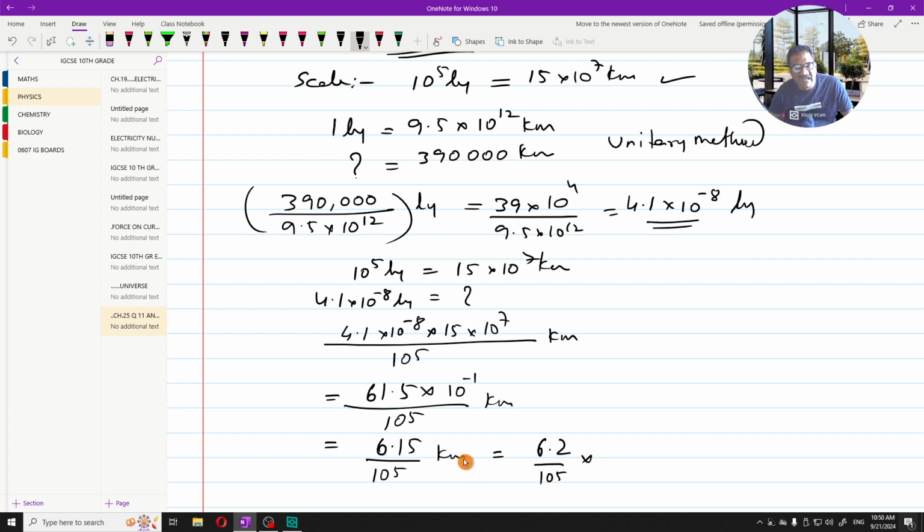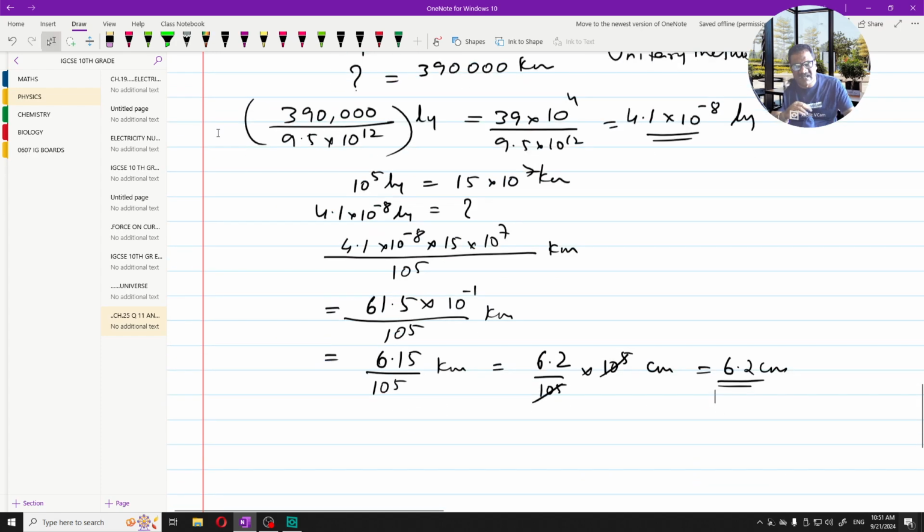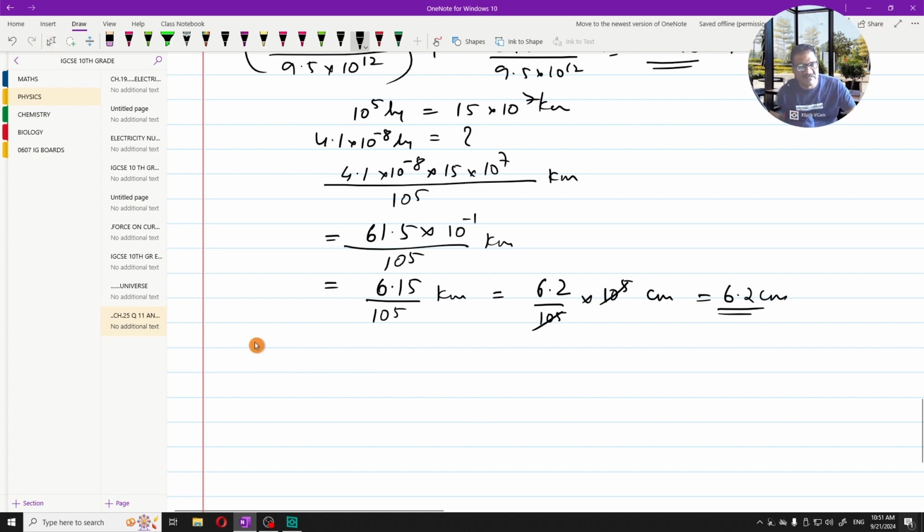And this kilometer, if I want to convert it into centimeters, I'll have to multiply by 10 raised to 3 to make it into meters, and to make it into centimeters, 100 again I'll have to multiply. So it will be 10 raised to 5 centimeters, right? Now this 10 raised to 5, 10 raised to 5 gets cut, and the answer you get in centimeters is 6.2 centimeters. So my final answer is 6.2 centimeters. So the answer for D is the distance between the moon and the earth is 6.2 centimeters.